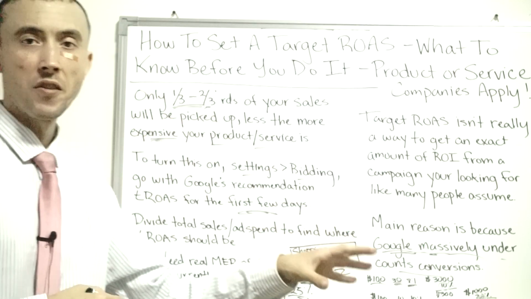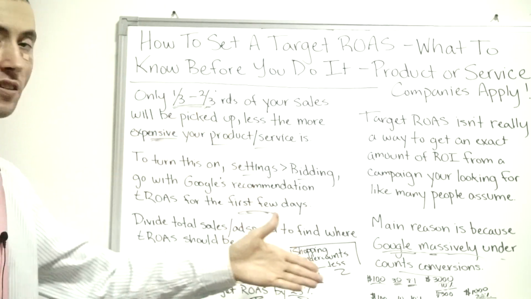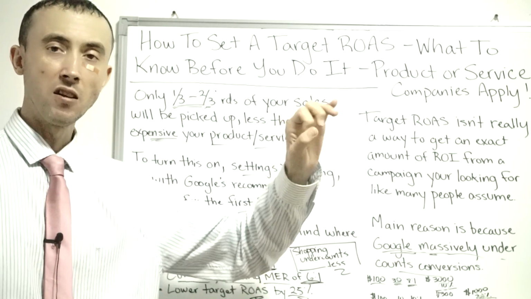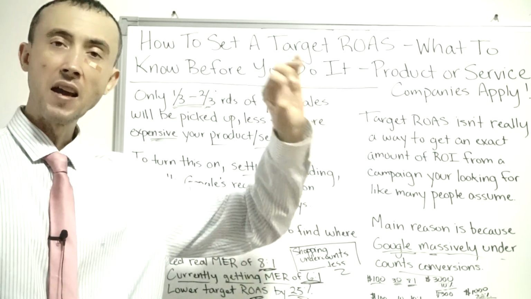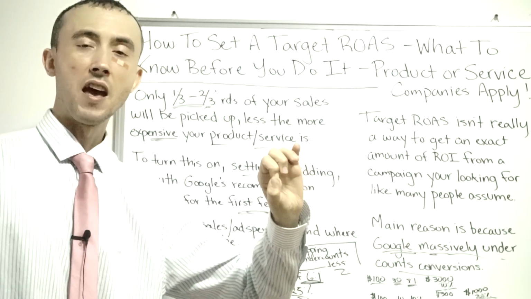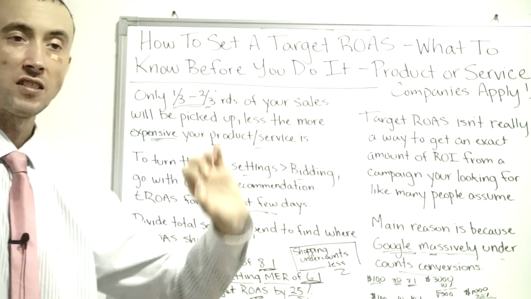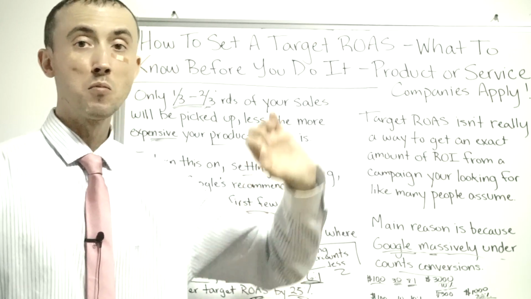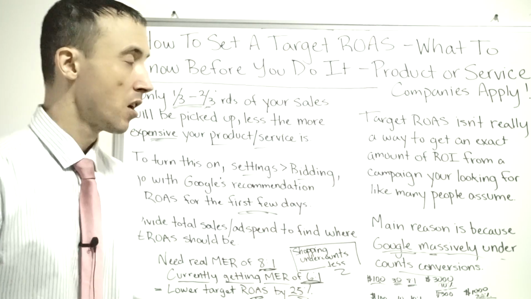So, in summary on this video, target ROAS is really just a dial that gets you more or less sales for your company by tapping into customers that are more or less profitable. And the higher the target ROAS setting, the fewer sales you're going to get. The lower the target ROAS setting, the more sales you're going to get.